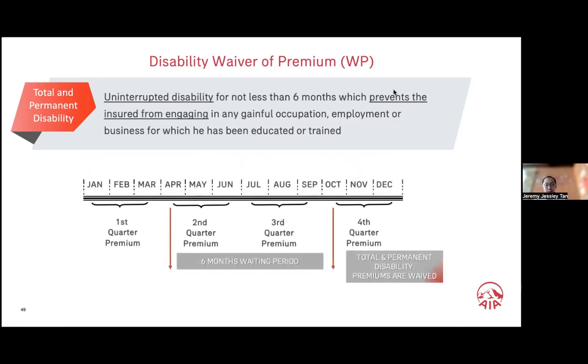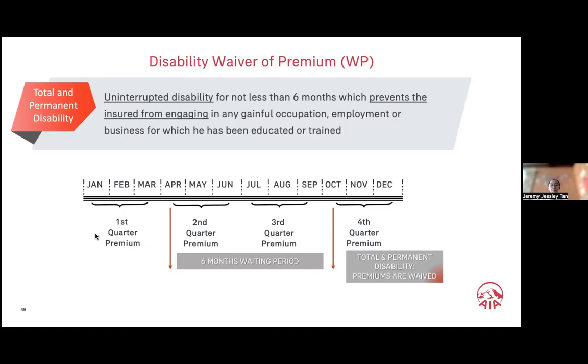This is an illustration of how the premium works. Let's say you got a policy 2 years ago, in 2020. Then next year, 2023, you paid the first quarter premium in January. So there's still no problem.